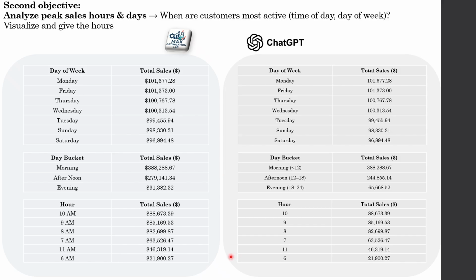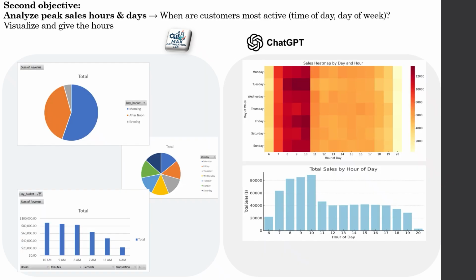And moving on to the third part, as you can see, the answers are identical. So I'm gonna give 2 marks here and half a score for the second section that we had. Here you can see some visualizations that ChatGPT provided.